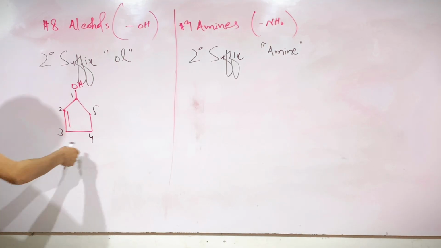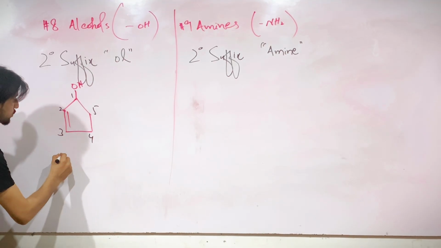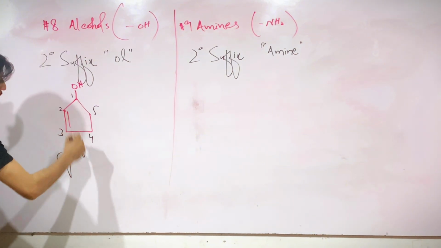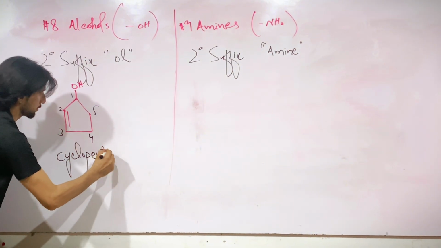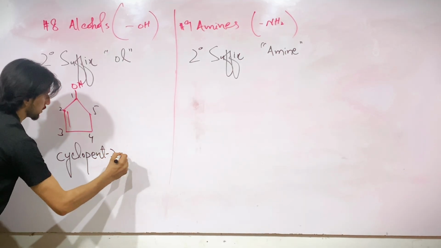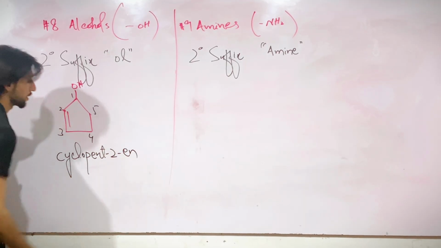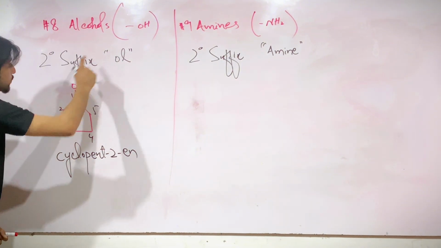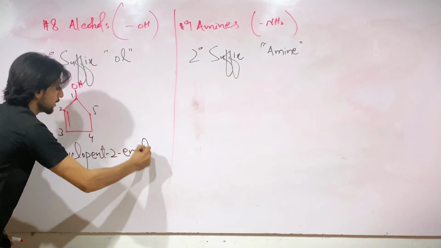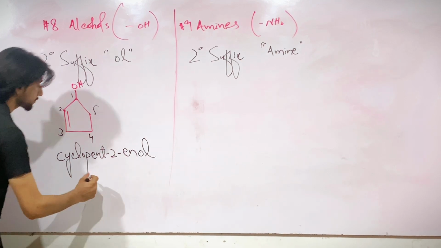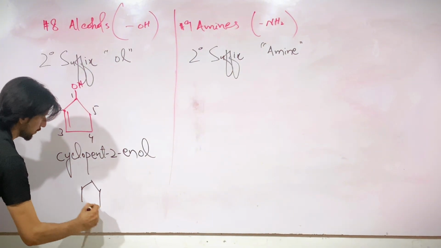So the name for this compound is, this is cyclic, so this becomes cyclo, and there are 5 carbon atoms in it, so this becomes pent. And here we have unsaturation at carbon number 2, so a double bond at carbon number 2 becomes 2-en, and the secondary suffix used for alcohols is ol, so this becomes cyclopent-2-en-1-ol. Okay, what will be the name of this compound?